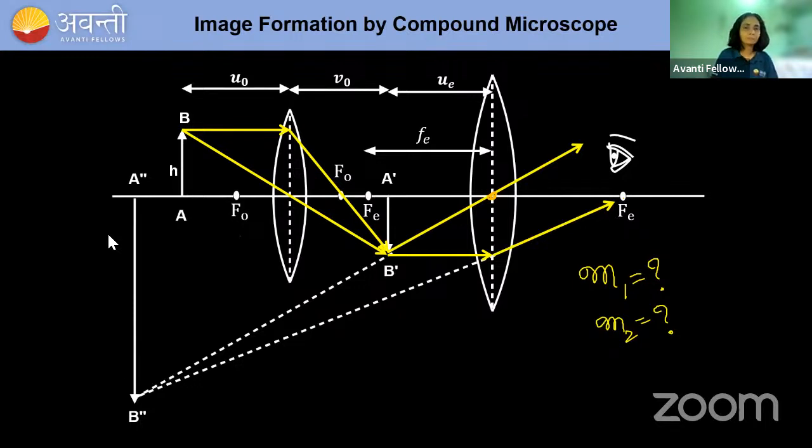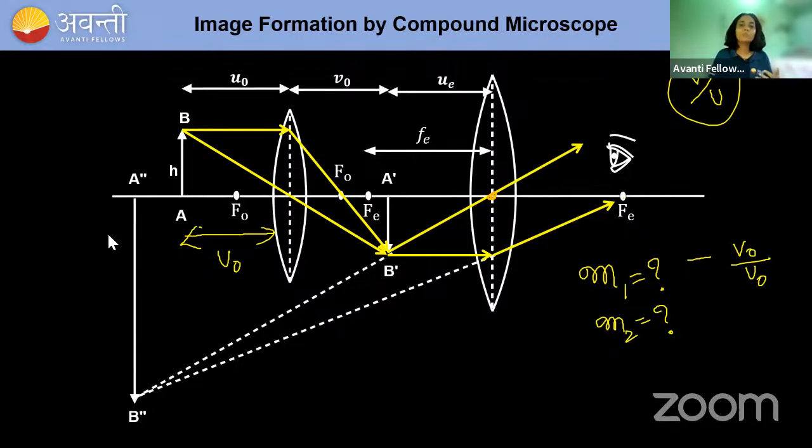What will be M1? Magnification of lens formula is V by U. So here for the case of objective, we will just see what is the object distance. So it is U naught. What is the image distance? It is V naught. So M1 will be equal to V naught by U naught. Simple. ऐसे लिखना है, ठीक है?